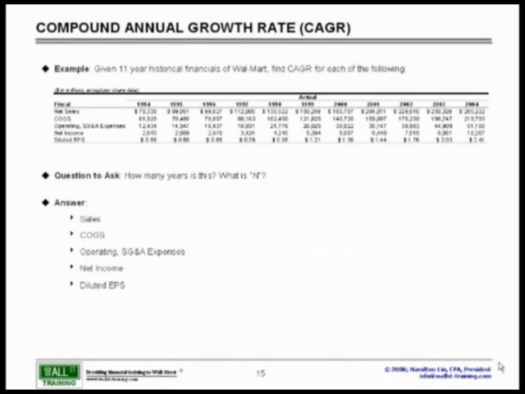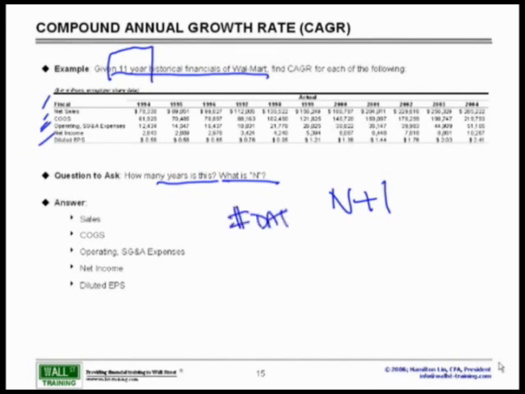So the example that we have here is as follows. We are given 11-year historical financials for Walmart. You are now asked to find the CAGR, the compound annual growth rate, for each of sales, COGS, cost of goods sold, operating SG&A, net income, and diluted earnings per share. The first question is, how many years is this? What is N? Remember, we are given 11 years of data. So we always need N plus 1 number of data points to calculate our CAGR.